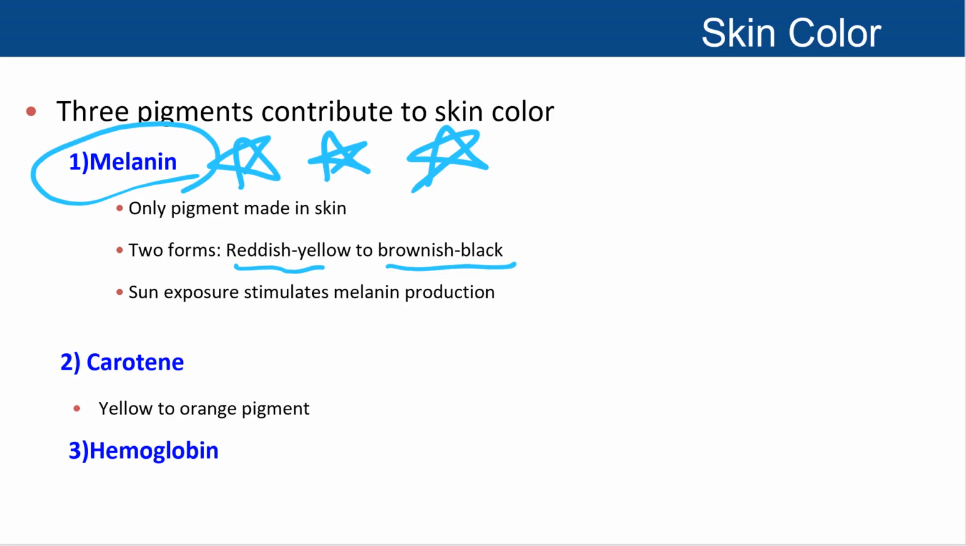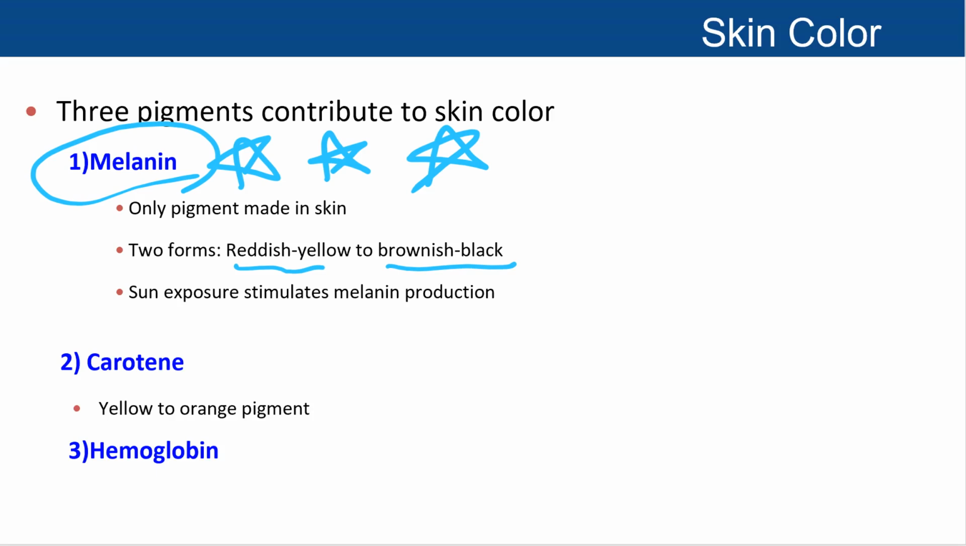So dark skinned people have the brownish black melanin, and light skinned people have reddish yellow melanin. The melanocytes, which are responsible for producing melanin, increase their production of melanin in response to sun exposure. That's the reason that with sun exposure you're going to get a tan. You're going to be darker.